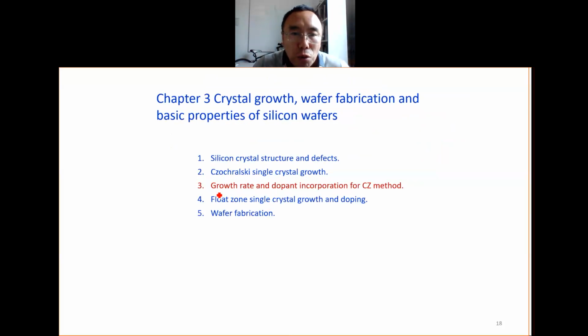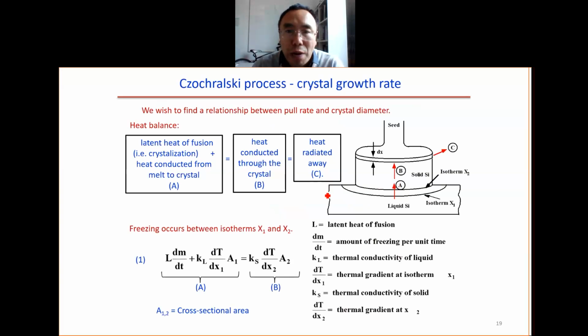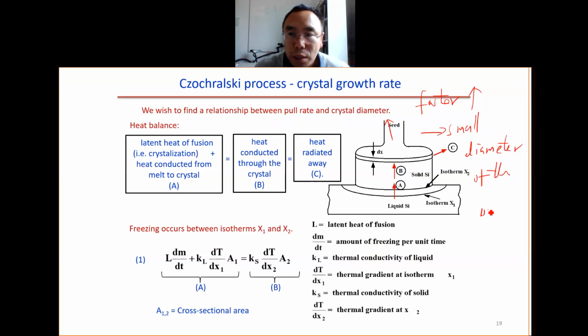Now we want to know the growth rate, how far we can grow. Obviously, the faster you pull it out, the pulling speed, the smaller the diameter of the boule will become. So the faster you pull out, the smaller the diameter of this boule. Now we want to figure out the relationship between the pull rate and crystal diameter.